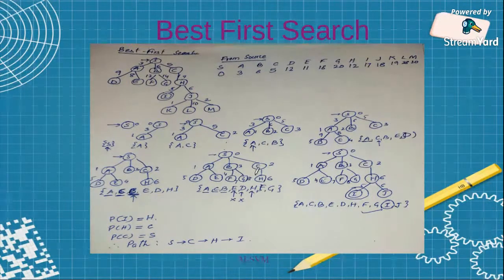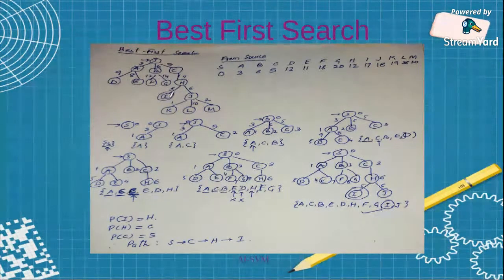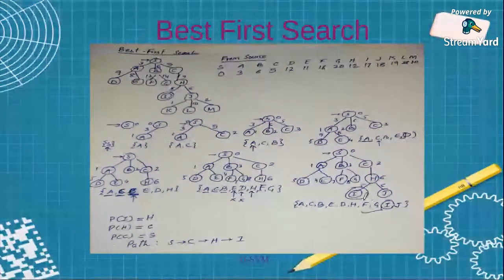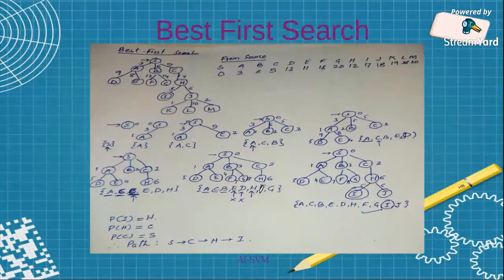Then look from H. What is there from H? From H, we can go to I, and we can go to J. And then you come to G. G we have added. Then go to I, and that's it. So we found I is our goal state.